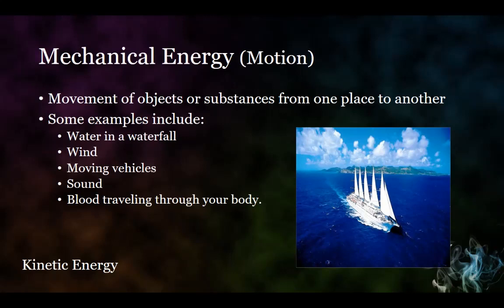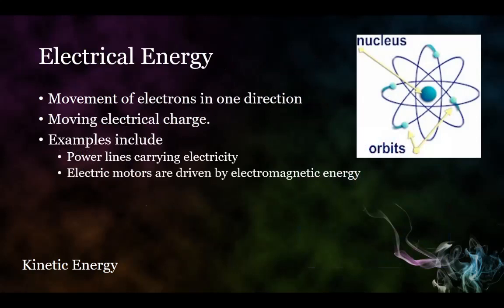Sound, blood traveling through your body. These are all examples of movement. And so this is a form of kinetic energy. Then we get electrical energy. This is what's running through your electrical system in your house when you plug into a wall outlet. This is the kind of energy you're getting from the movement of electrons. And so, as you get this moving electrical charge, you're starting to see that we can do things with it. This is a great example of energy being used to do work.